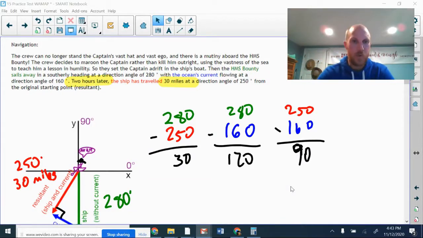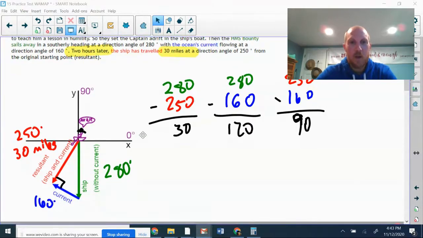All right, so question number 20. The crew can no longer stand the captain's vast hat and vast ego. Avast! They set him adrift. There's a mutiny aboard the HMS Bounty. The crew decides to murder the captain rather than kill him outright. You've read this already.